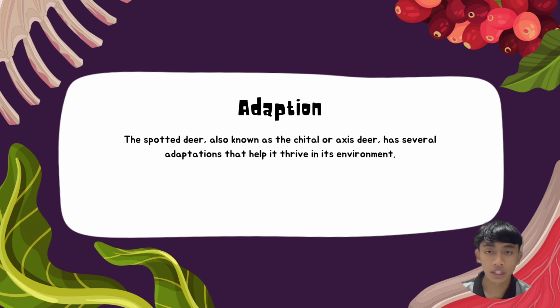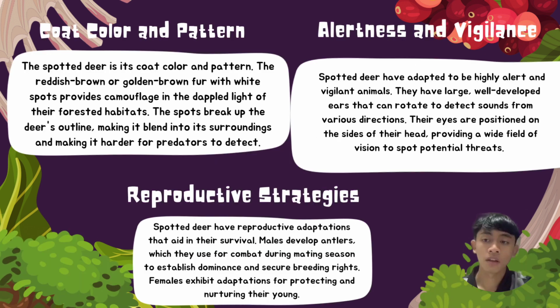Adaptation. The spotted deer, also known as the chital or axis deer, has several adaptations that help it thrive in its environment. So for coat color and pattern, the reddish brown or golden brown fur with white spots provides camouflage in the dappled light of their forest habitat. The spots break up the deer outline, making it blend into its surroundings and making it harder for predators to detect.